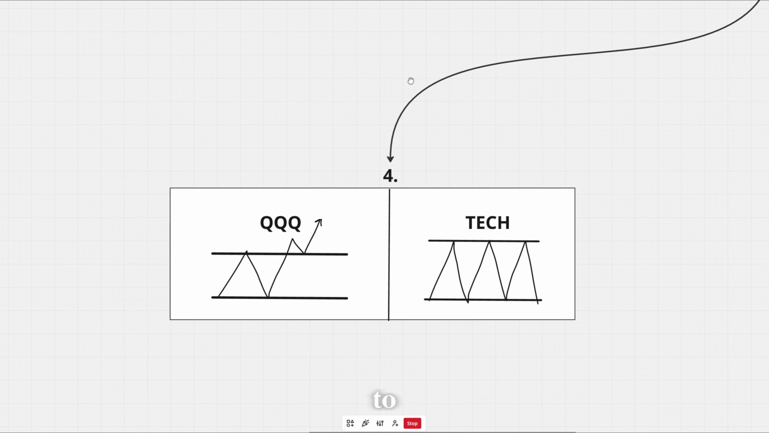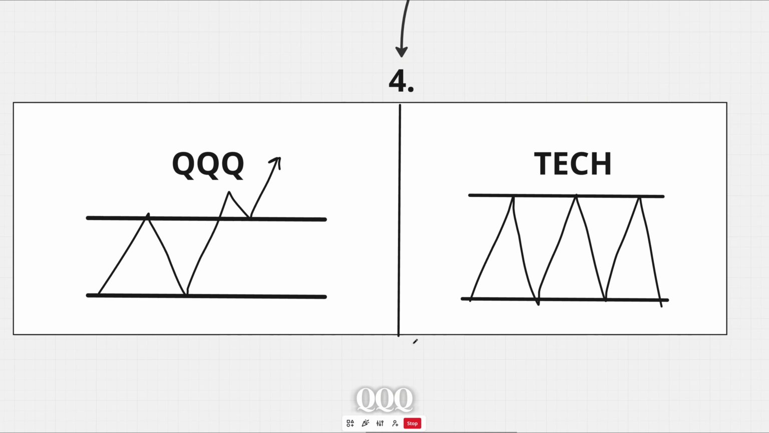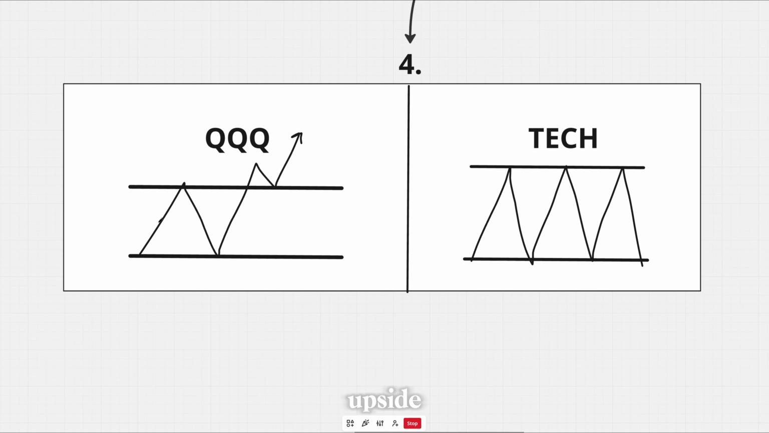So now let's move on to scenario number 4, where the QQQ is actually pushing towards the upside while tech stocks are consolidating. The individual names are consolidating, not making any new highs, once again, or any new lows. We're just within our range, right? QQQ is pushing up, tech in its range.